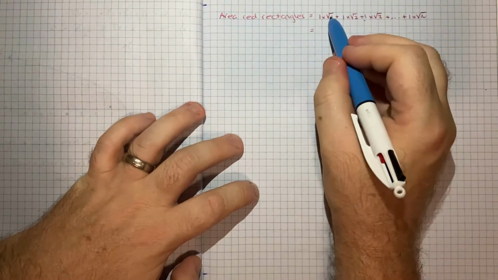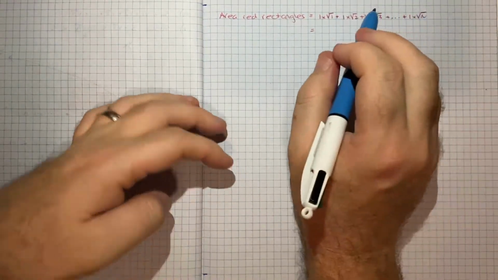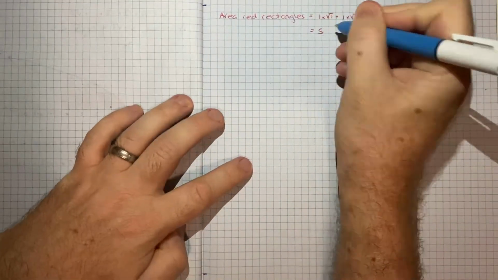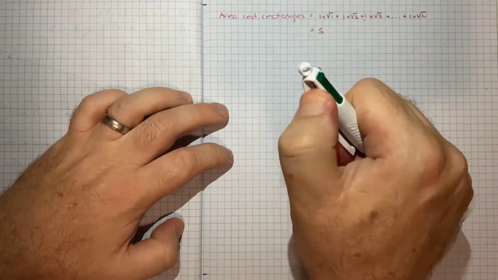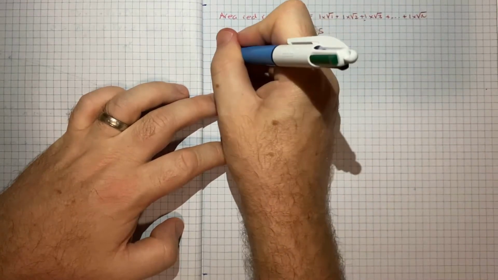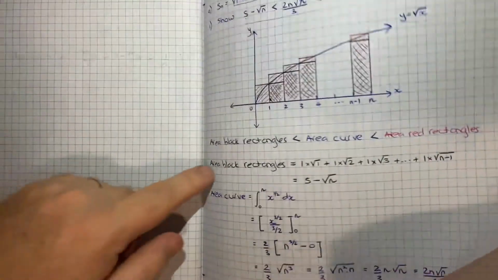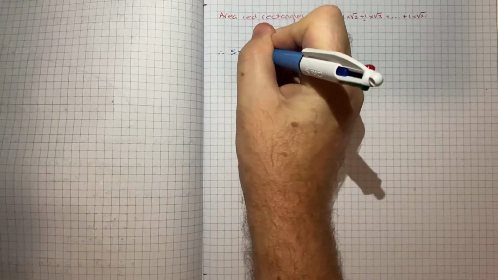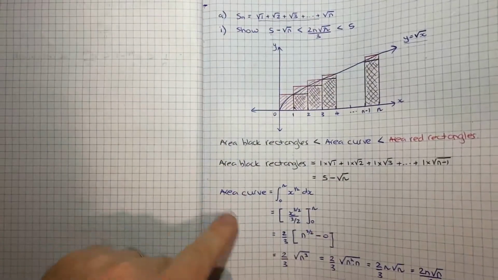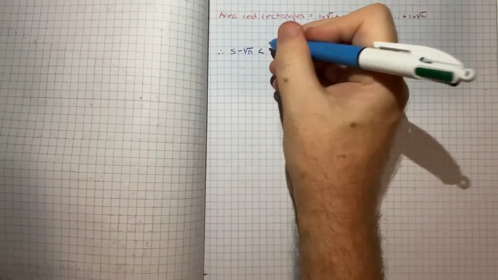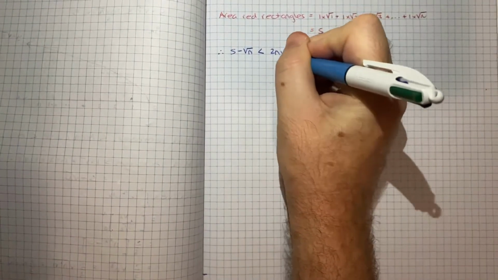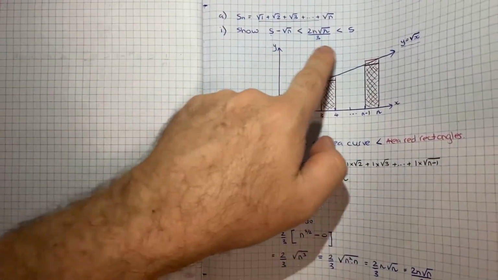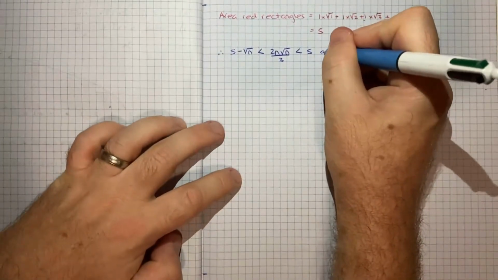So that's just going to be root 1 plus root 2 plus root 3 all the way up to root n, which is our sum. So we can write that as S. So now if we bring that all together, what we can conclude is that S minus root n is less than 2n root n on 3, which is less than S. And that's what we were asked to show, so as required.